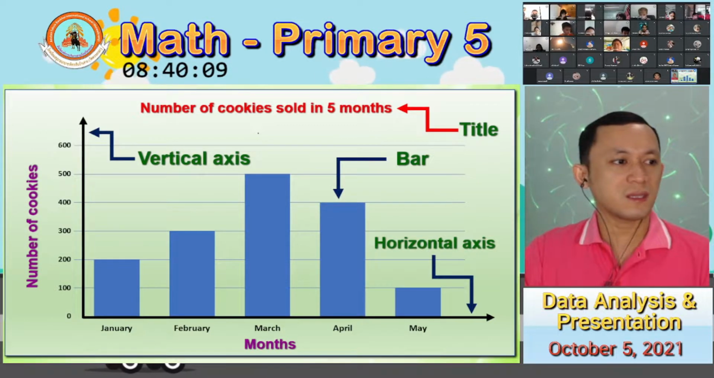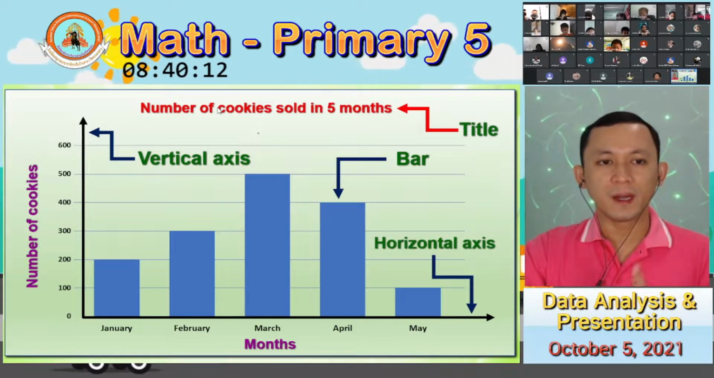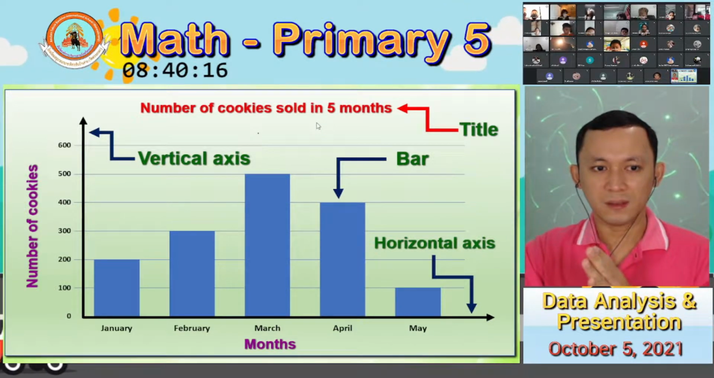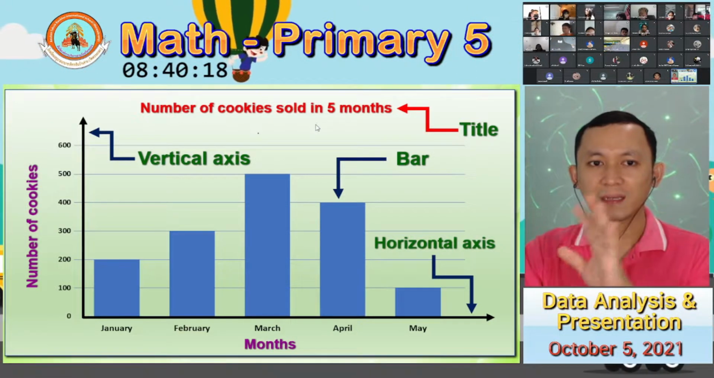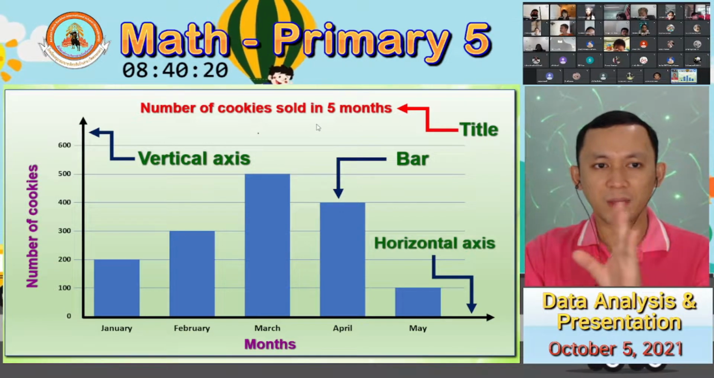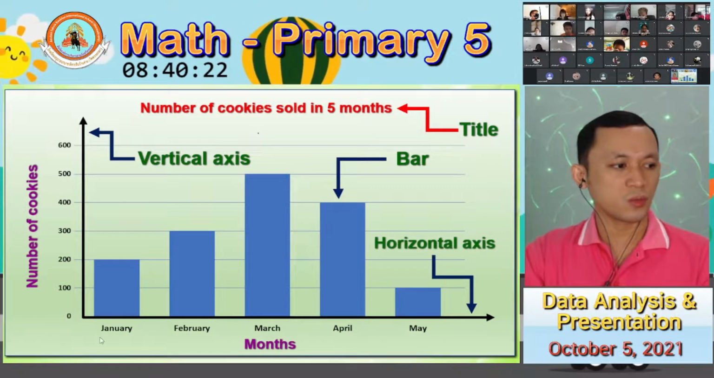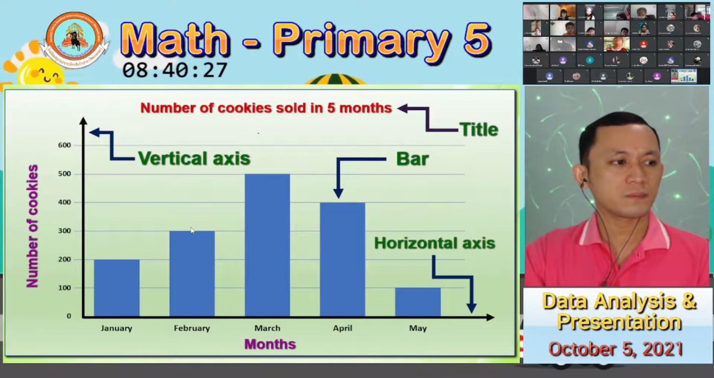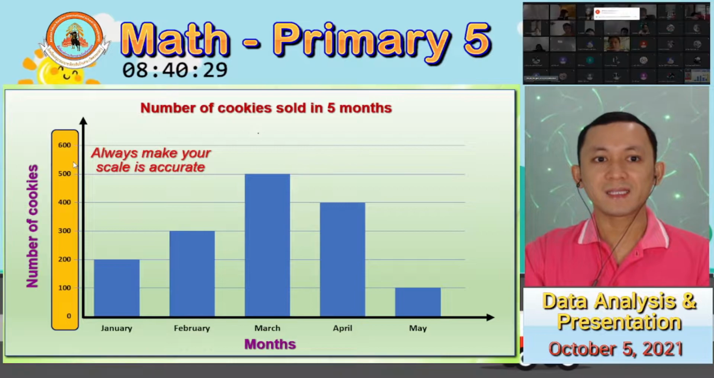So in this example, we have number of cookies sold in 5 months. In 5 months, how many cookies were sold? We have January to May, and then we have numbers here. This is our scale.